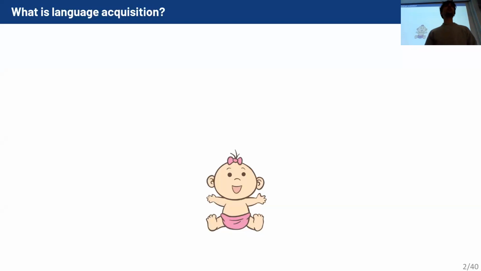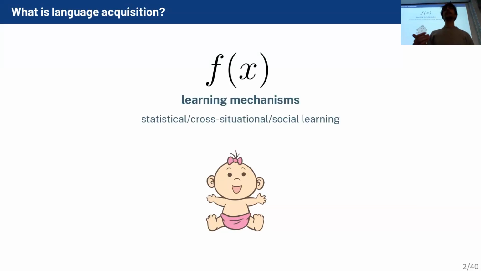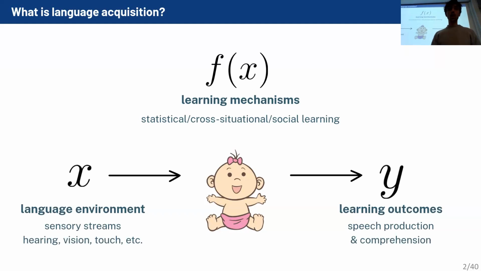All right, so I'm going to start with a very simple question, which is, what is language acquisition? From a high-level viewpoint, it can be described as the mechanisms by which infants map their language environment, so their input, what they hear, see, touch, or smell, to their learning outcomes, including speech production and comprehension. We'll encounter these three components later in the presentation, but for now, I want us to focus on the input or language environment.